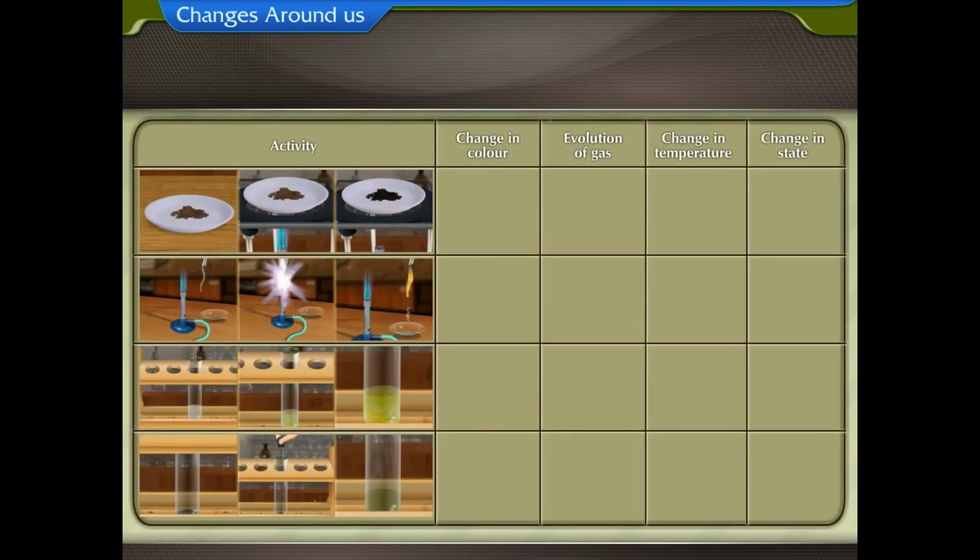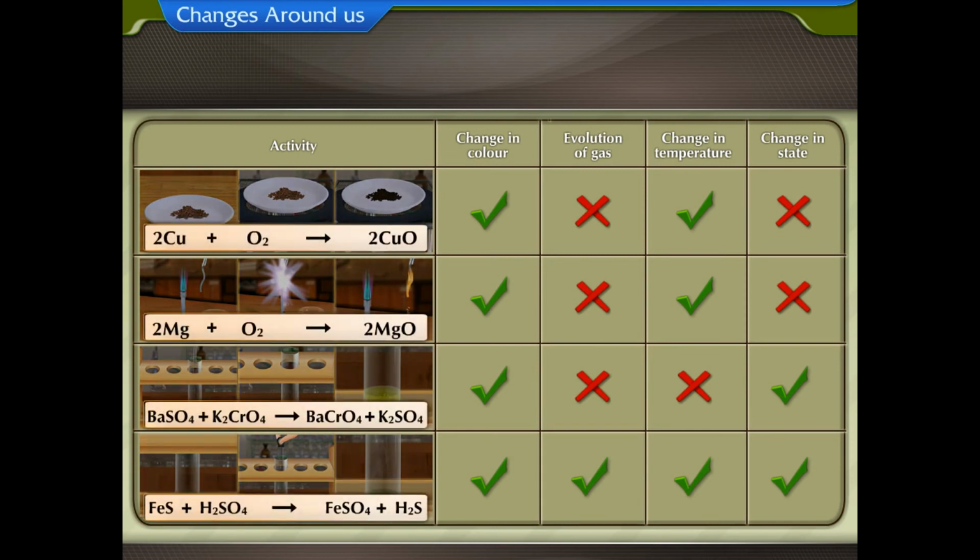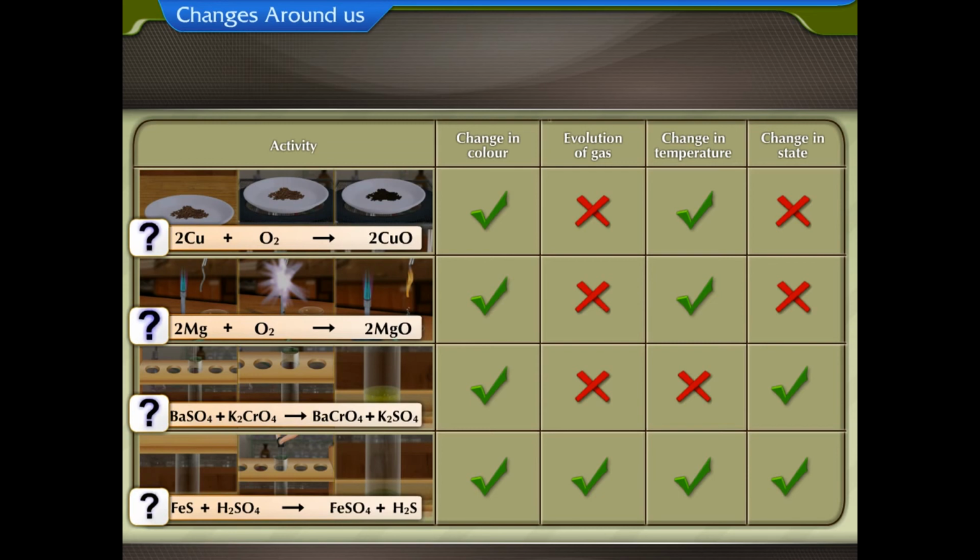From these activities, we can say that a chemical change or a chemical reaction takes place if there is a change in the state, temperature, color of the reactants, or sometimes if there is evolution of gas. Every chemical reaction is represented by a chemical equation. Let us understand what is a chemical equation and why it is necessary to represent chemical reactions in the form of chemical equations.